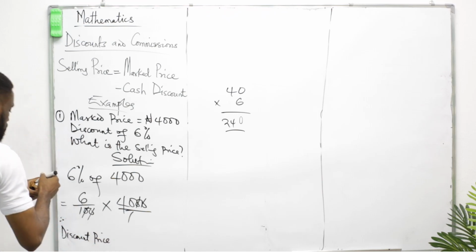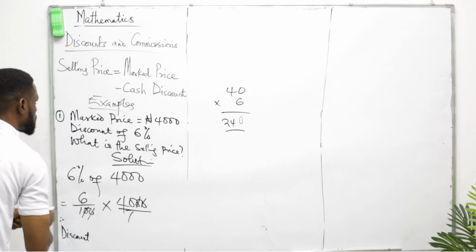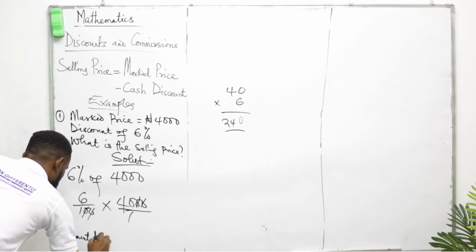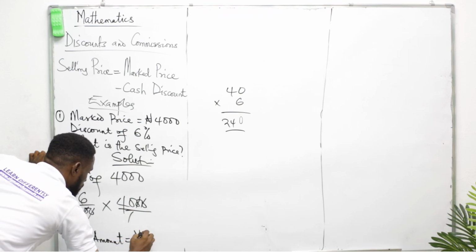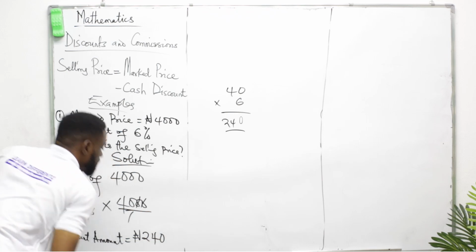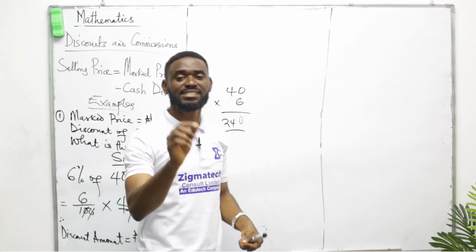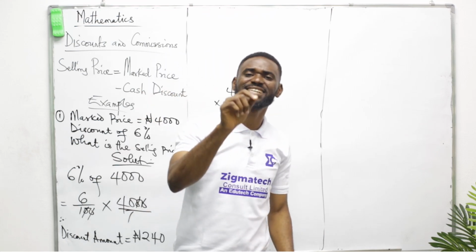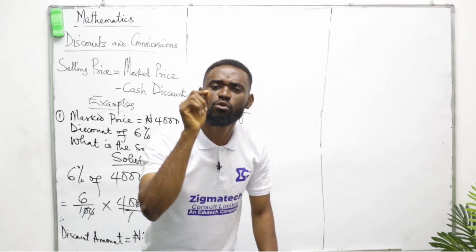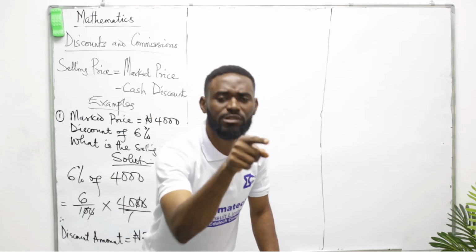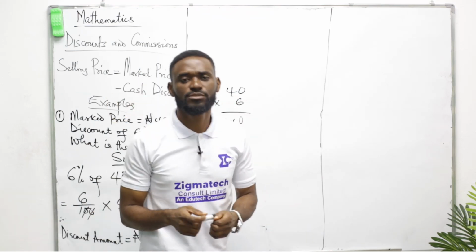the discount amount is equal to 240 naira. This 240 naira means that the seller of this ceiling fan is saying, Mr. Man, remove 240 naira from 4,000 naira. Whatever you get, that is what you will pay me. Is that okay now? So that is the discounted amount.